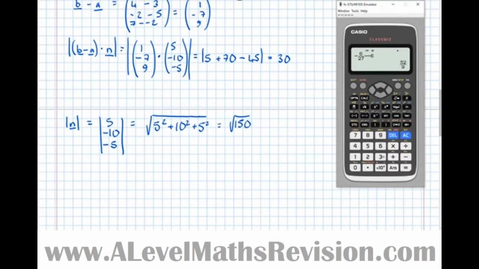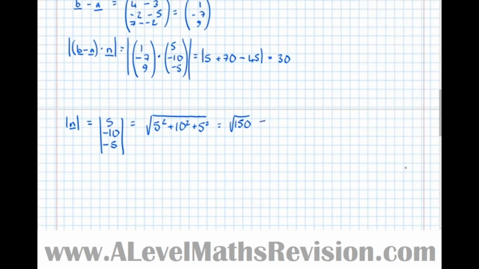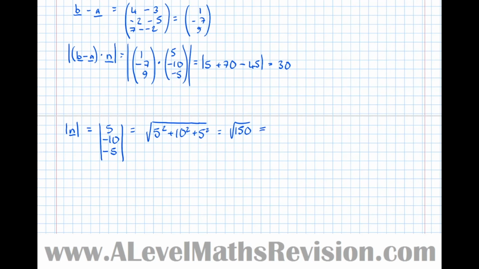So 30 divided by root 150 is equal to root 6. So that implies that the distance equals 30 over root 150 equals root 6.